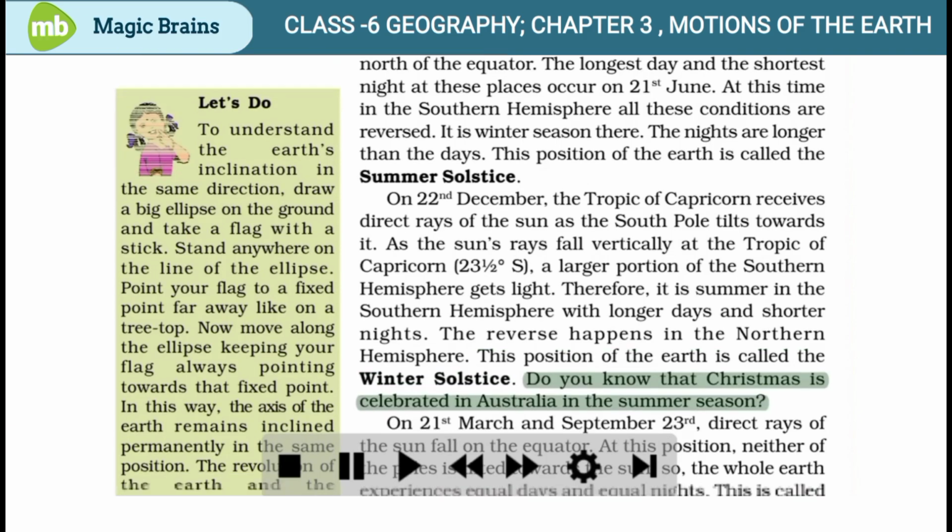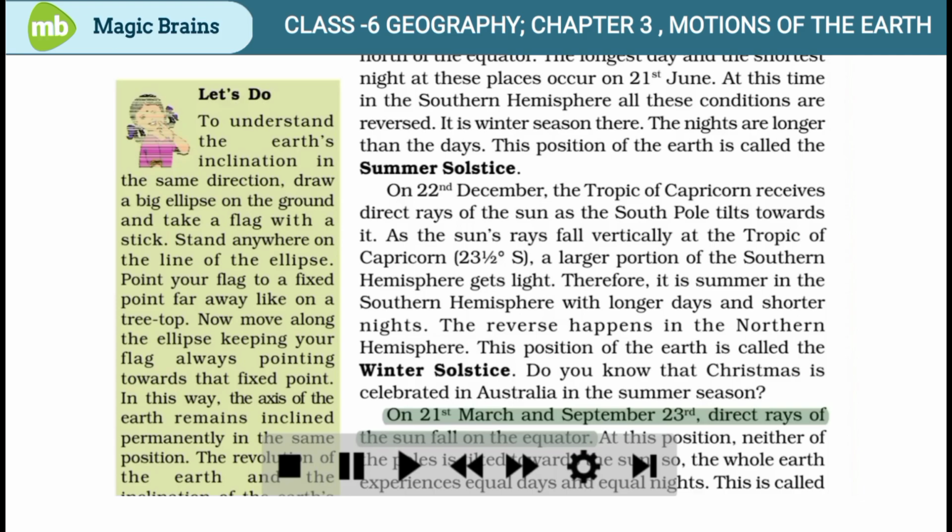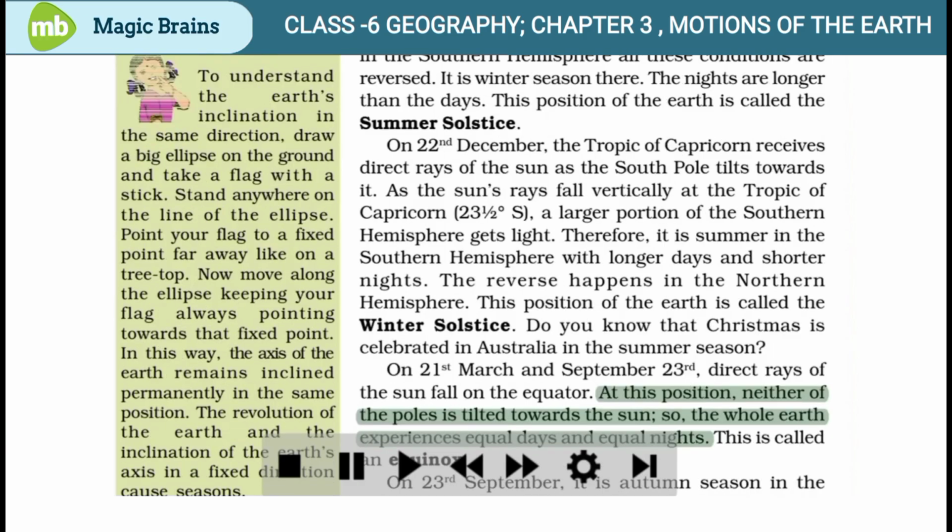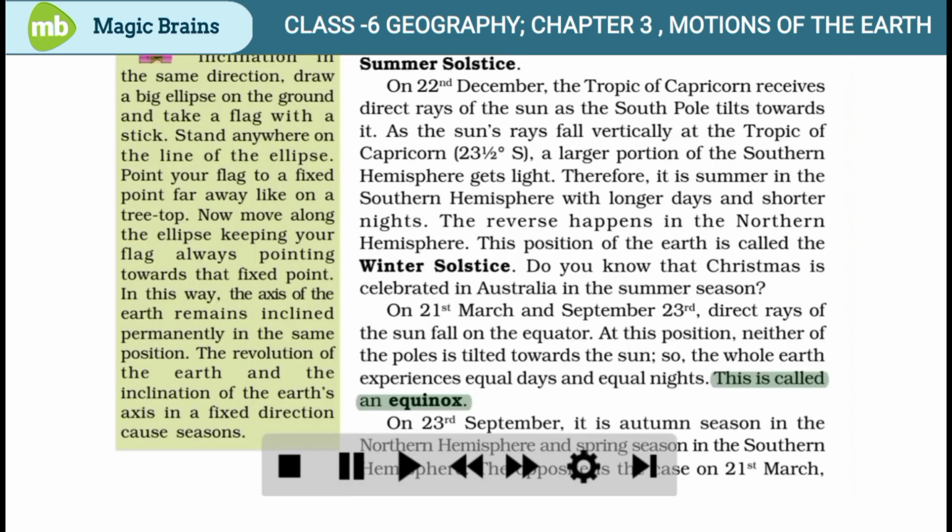Do you know that Christmas is celebrated in Australia in the summer season? On 21st March and 23rd September, direct rays of the Sun fall on the equator. At this position, neither of the poles is tilted towards the Sun. So, the whole Earth experiences equal days and equal nights. This is called an equinox.